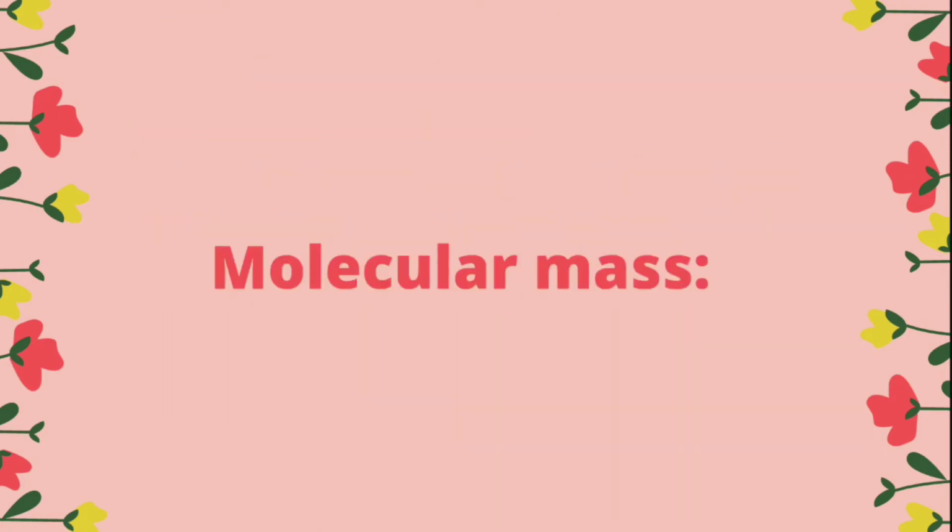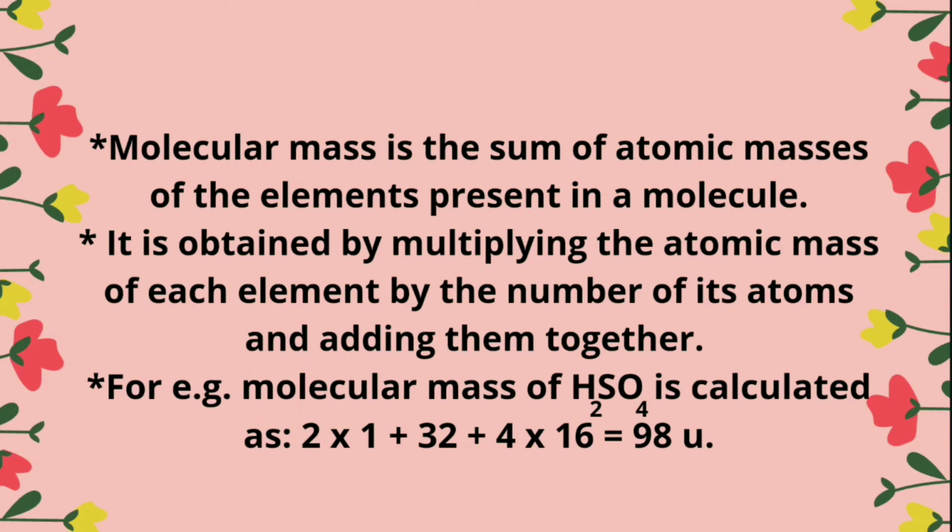Molecular mass. Molecular mass is the sum of atomic masses of the elements present in a molecule. It is obtained by multiplying the atomic mass of each element by the number of its atoms and adding them together. For example, molecular mass of H2SO4 is calculated as 2 into 1 plus 32 plus 4 into 16, that is equal to 98 u. u means unified mass. 98 unified mass.